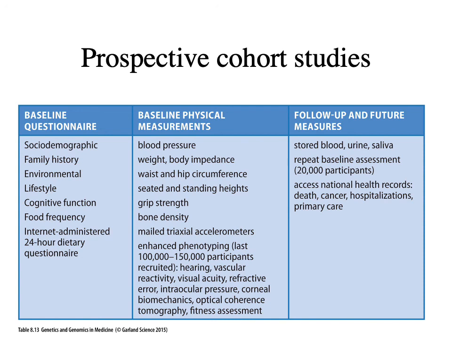One way that geneticists can help to understand the effect of environment on genes is by carrying out prospective cohort studies. This table shows the example of the UK Biobank prospective cohort study, where they collected DNA samples from a wide range of individuals, but in addition conducted baseline questionnaires, baseline physical measurements, and follow-up and future measures, to look at a group of individuals over longitudinal time and see how the particular genotype varies with their environmental and behavioral phenotypes.